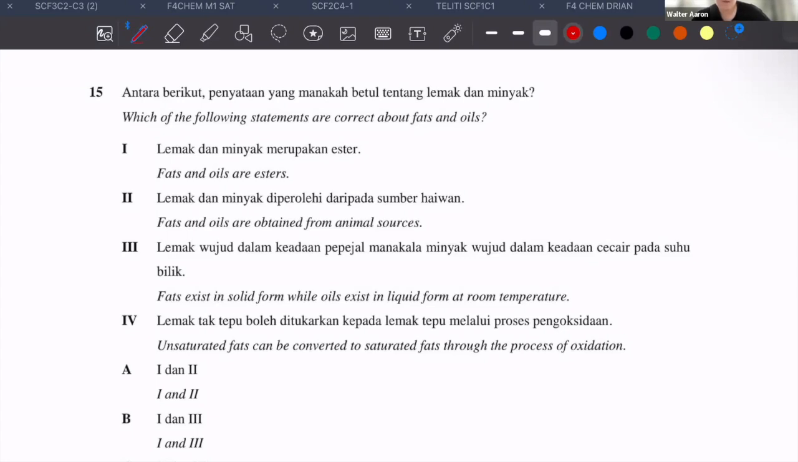Let's take a look at number 1. Fats and oils are esters. They are formed through esterification. So therefore, number 1 is correct.